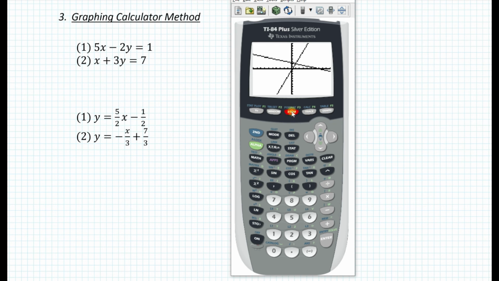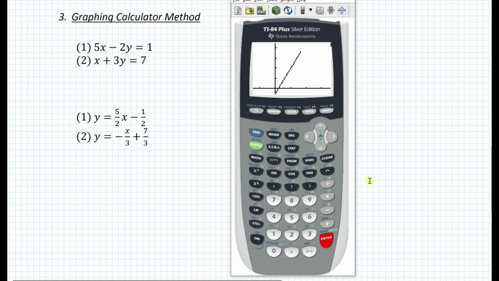You can also go to zoom and you can zoom in. Now you can move the cursor to where the point of intersection is, or near the point of intersection, and press enter. So you can see it better where they intersect, okay? Okay, so now how do we find the point of intersection or solve for the system of equations using the graphing calculator?